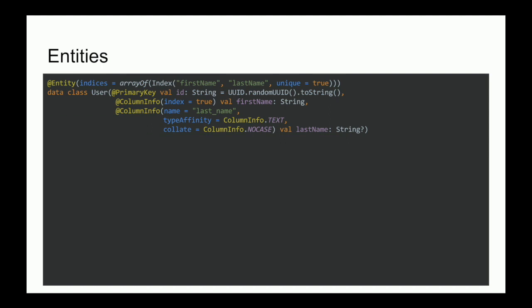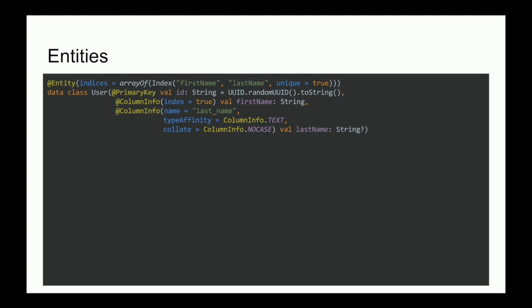Another way to specify these indices is by using the column annotation, column info. You just annotate a property in this case and set that you want it to be indexed. And there are a couple of other advanced properties you can set on this column info, like the type affinity and the collation. And you can also, again, rename the column, which sometimes you need to when you need to map to an exact existing schema or something like that, but by default, the default should be all right.